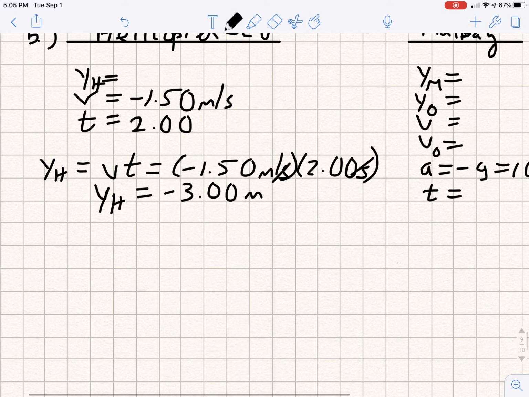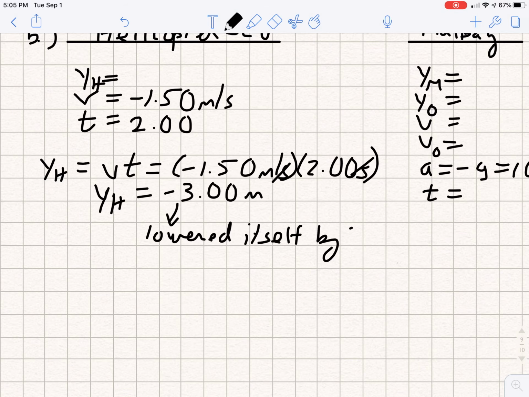What does this basically mean? Helicopter has lowered itself by 3 meters. Lowered, the negative.